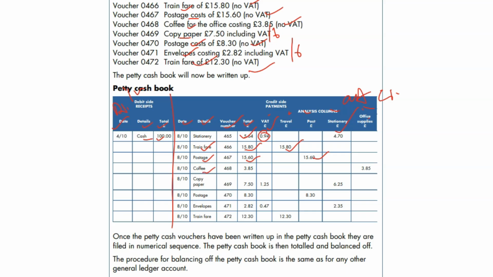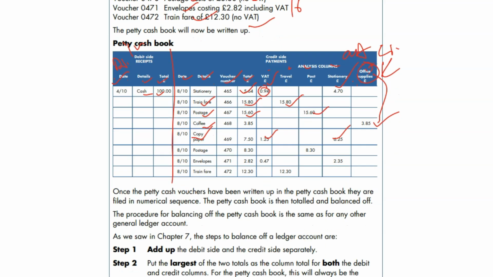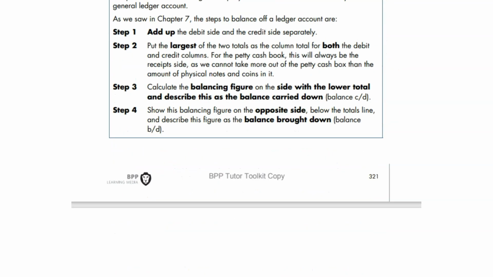Coffee, they said office supply. You could have said refreshment. Whatever is given at the top, it will be given. You just put the figures in it. Paper into the stationery, and then there's VAT, do remember that. And postage into the postage; envelopes into the stationery. With the envelopes there is VAT as well. Train into the travel. But that's not the end.